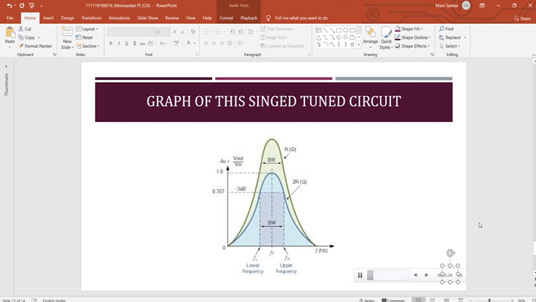Also, we can finally obtain a graph by using the values of A max, mutual inductance, and other quantities. We can finally draw this graph.